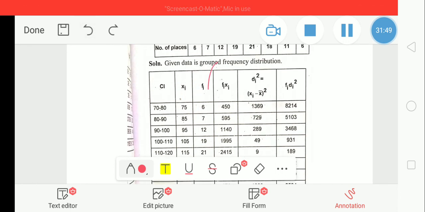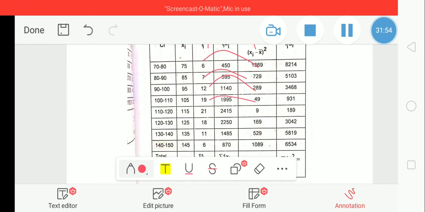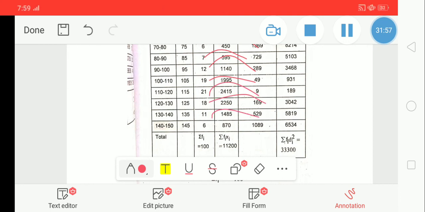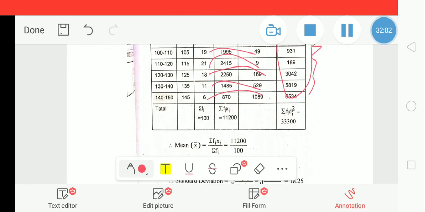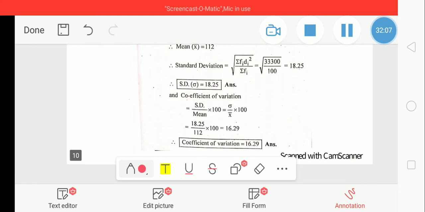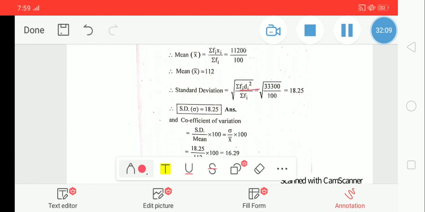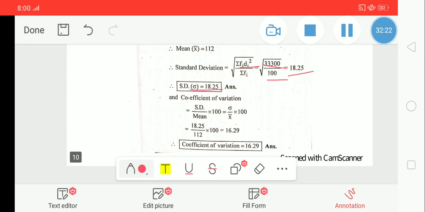Then if I multiply by these, 6 multiply by this, 7 multiply by this, 12 multiply by this, 19 multiply by this, and these and these and these, so they give this value, and take the summation of all of these. So the summation of fi di square is 33,300. Put it here, fi di square divided by fi, so 33,300 divided by 100 and the square root gives 18.25. The standard deviation is 18.25.